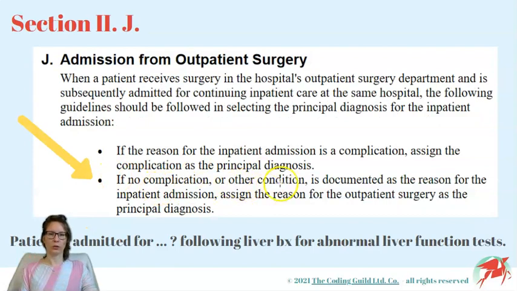If no complication or other condition is documented as the reason for the inpatient admission, assign the reason for the outpatient surgery as the principal diagnosis. This shouldn't really happen in real life, but if there is truly no indication as to why the patient needed to be admitted after their outpatient surgery, we will assign the reason they presented in the first place and assign the reason for the surgery. In our example, a patient is admitted for something following their liver biopsy for abnormal liver function tests. Because we have no other diagnosis for the admission, the abnormal liver function test result will become the principal diagnosis.